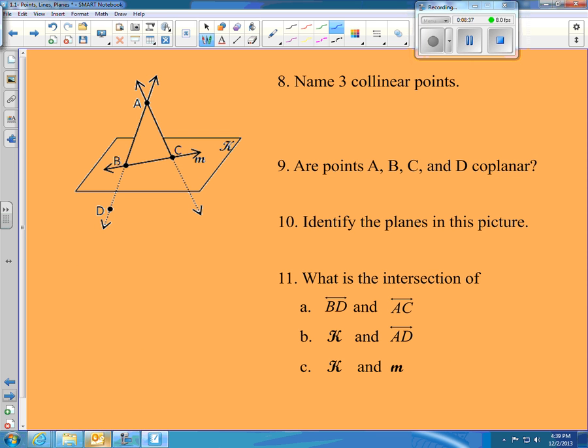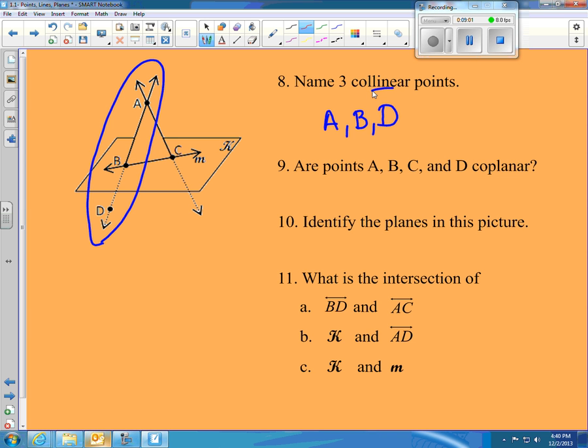Okay, next diagram. Name 3 collinear points. Well, in this picture, there are only 3 points that are on one line. Collinear, remember, line. And that's going to be this line right here. We see we have A, B, and D. Now, we want to put commas between those 3 points because we're talking about them as individual points.